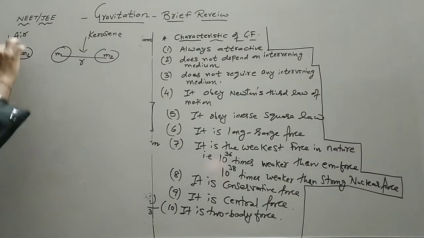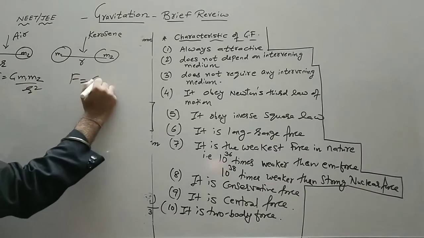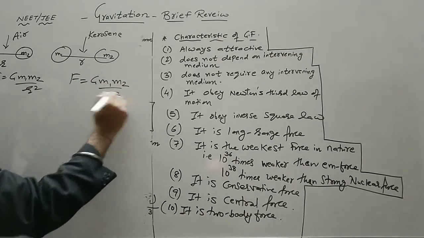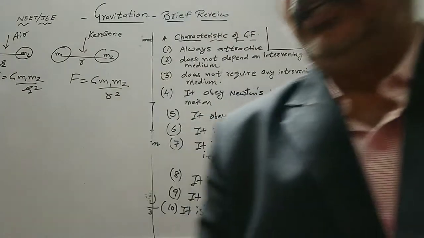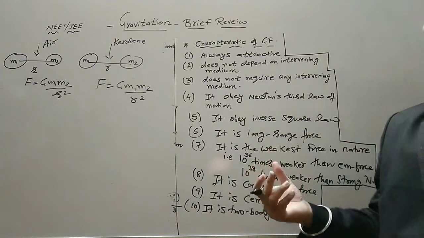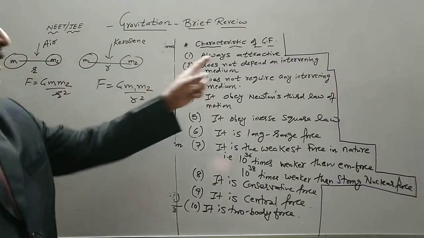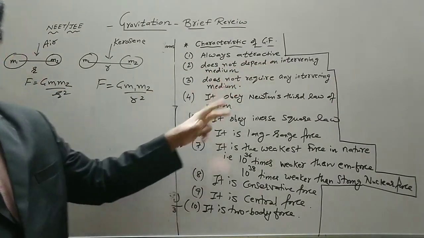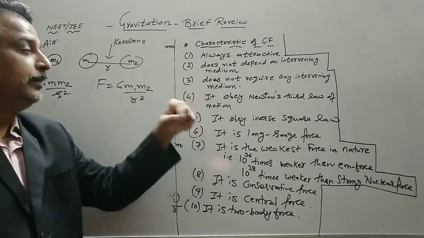So whether there is an air medium or any other medium, the magnitude of the force in both cases remains the same, because G is a universal constant, M1, M2 is constant, and the distance is not changed. So unless and until you change the distance between the two bodies or you change the masses, this force will not change. So the second point which is important is that it does not depend on the intervening medium. Whatever medium we have, the magnitude of force between the two bodies remains the same.